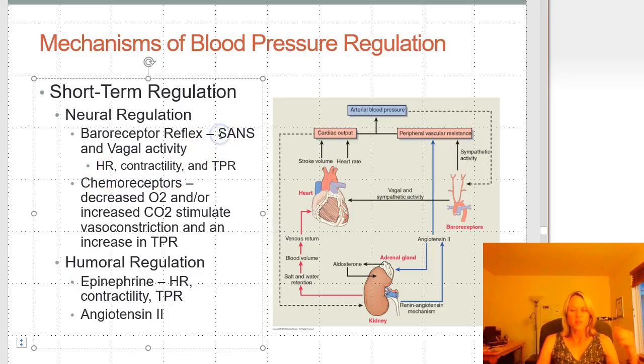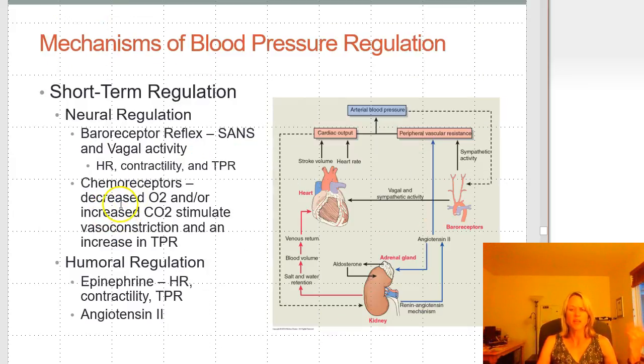The sympathetic nervous system stimulates both the SA node to increase heart rate, the ventricles to increase contractility, and the veins to increase venous return, which would help to increase preload. And also the sympathetic nervous system would stimulate the arterioles to increase total peripheral resistance. All those things would act to raise blood pressure via the sympathetic nervous system. The vagal response, once again, which would be parasympathetic stimulation, is only going to affect the heart rate, and that will act to decrease heart rate.